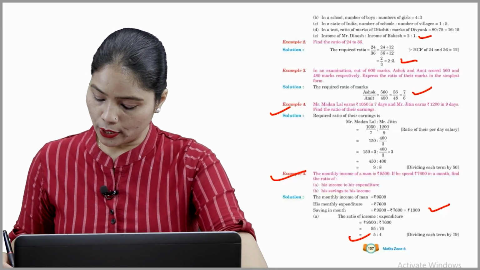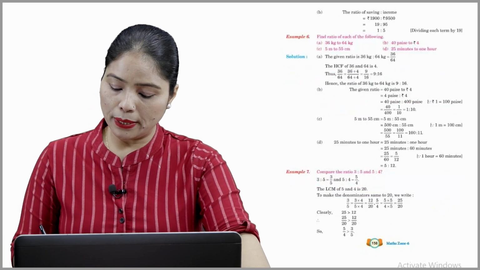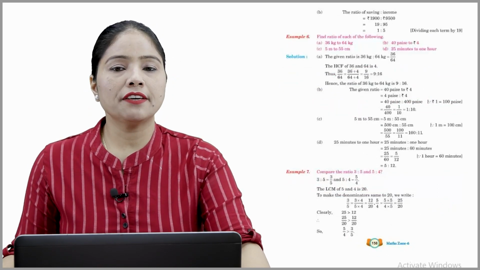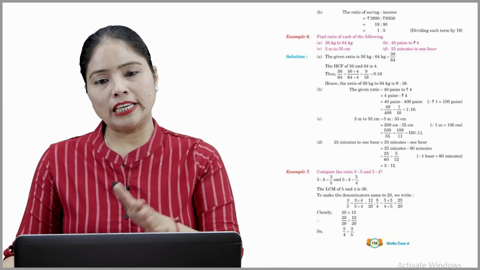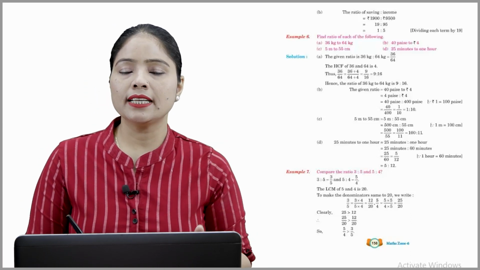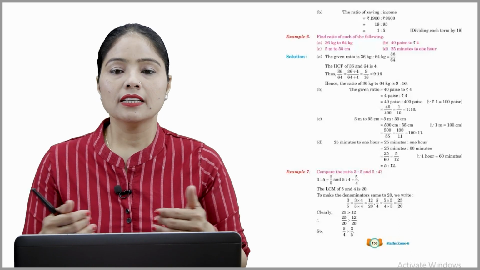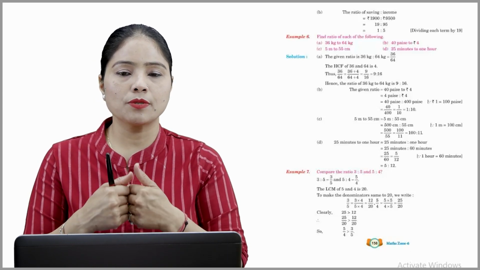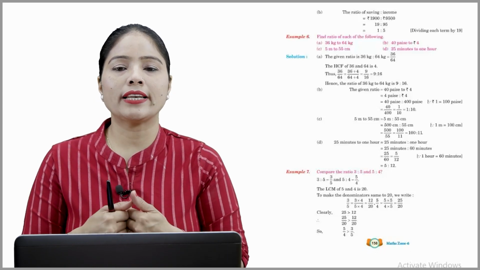Okay. I hope you understood well. So now B part बेटा. The ratio of saving और income. Saving और income का ratio निकालना है. So 1900, 9,500. हमारा dividing each term by 19. Answer is 1:5.